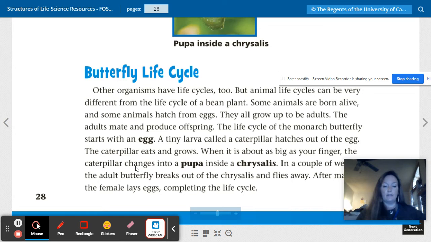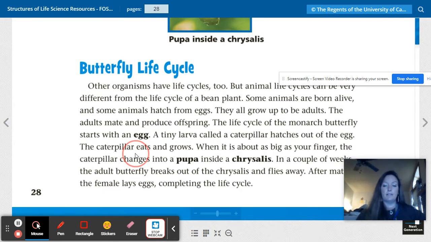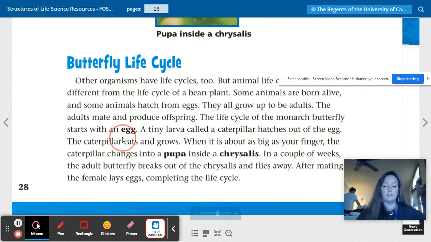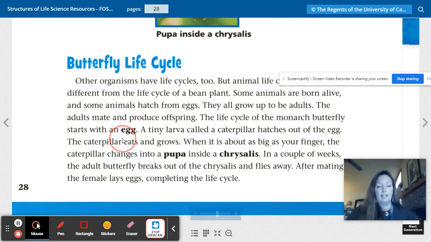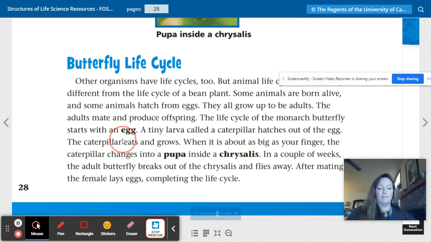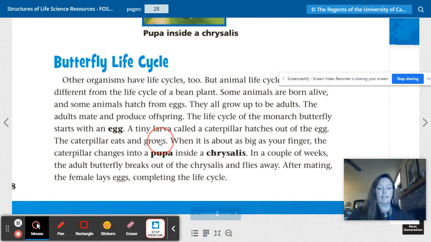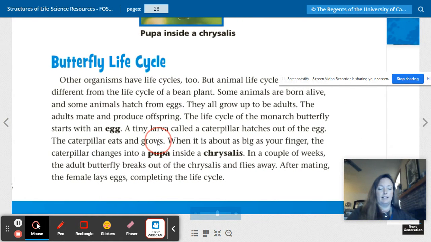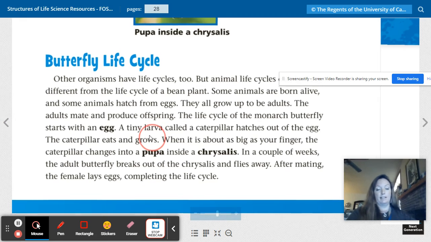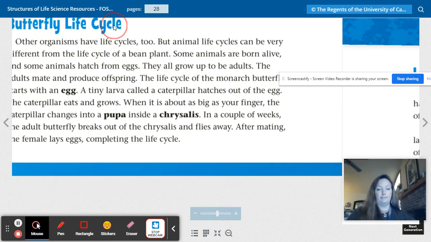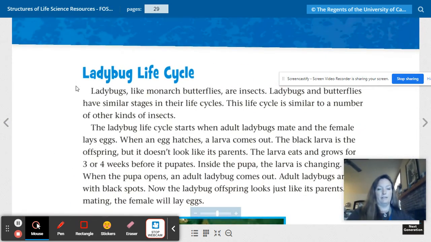The life cycle of the monarch butterfly starts with an egg. A tiny larva called a caterpillar hatches out of the egg. The caterpillar eats and grows. When it is about as big as your finger, the caterpillar changes into a pupa inside a chrysalis. In a couple of weeks, the adult butterfly breaks out of the chrysalis and flies away. After mating, the female lays eggs, completing the life cycle. So, another example of a cycle.